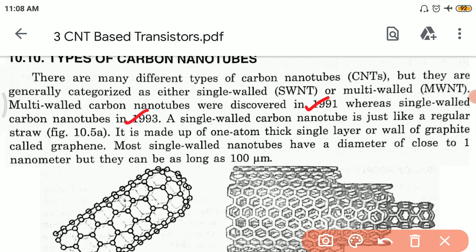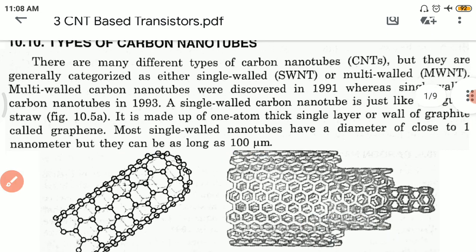Okay, a single walled carbon nanotube is just like a regular straw. Okay, this one, and it is made up of one atom thick single layer or wall of graphite called graphene. Okay, and most single walled nanotubes have a diameter close to 1 nanometer, but can be as long as 100 micrometer, that is 100 micron.